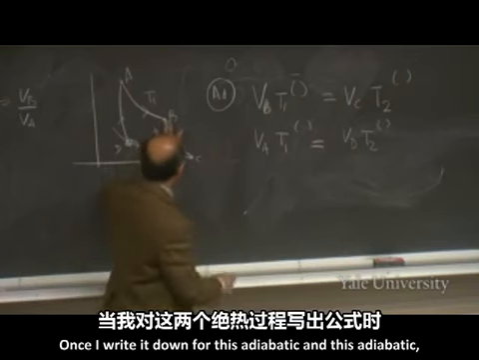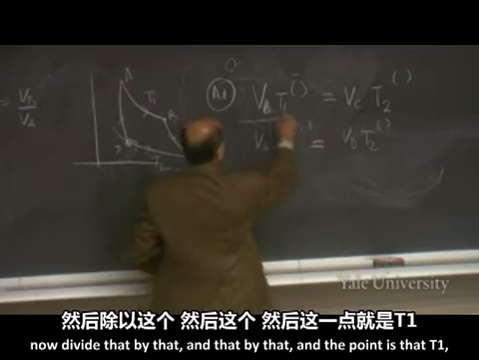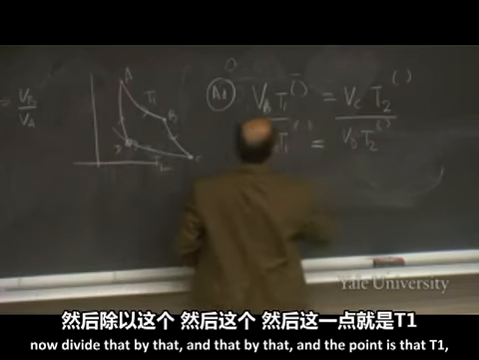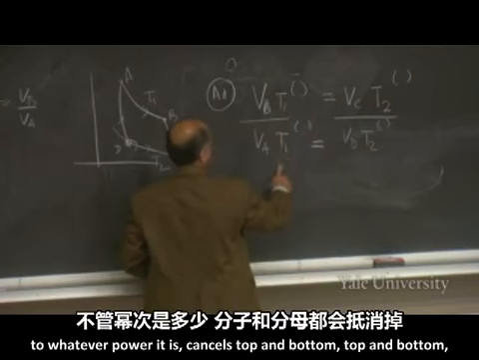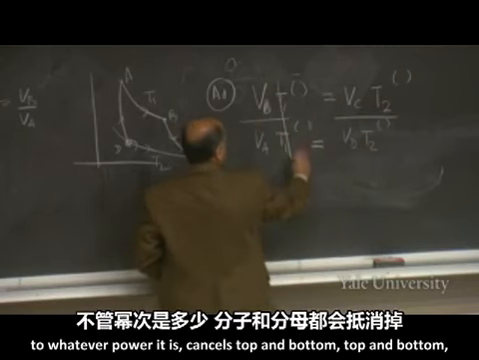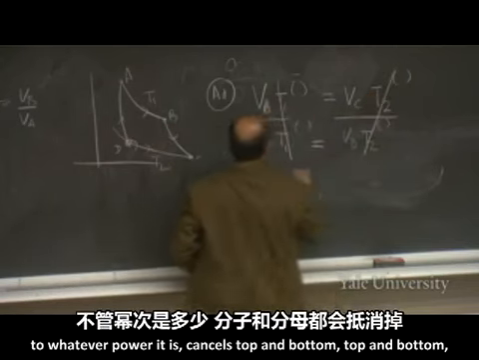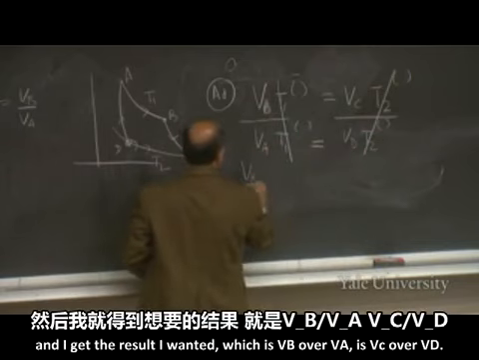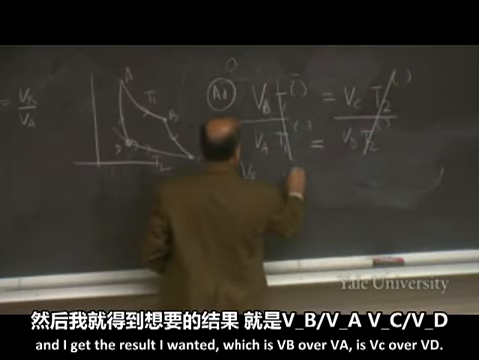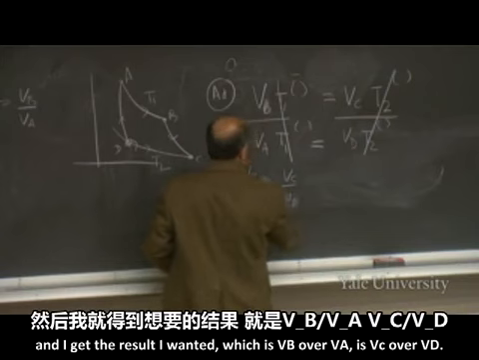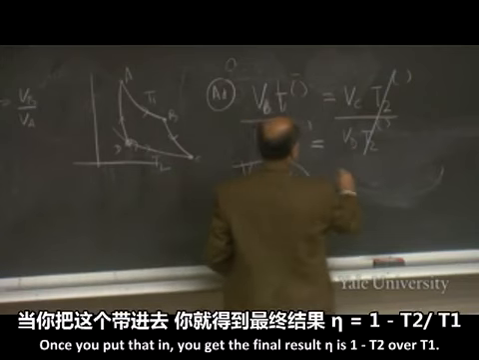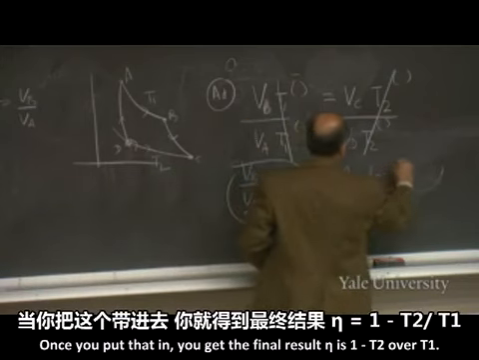Once I write it down for this adiabatic, now divide that by that, and that by that, and the point is that T1 to whatever power it is cancels top and bottom, and I get the result I wanted, which is VB over VA is VC over VD. Once you put that in, you get the final result. Eta is 1 minus T2 over T1.